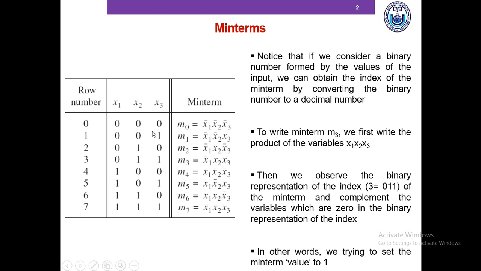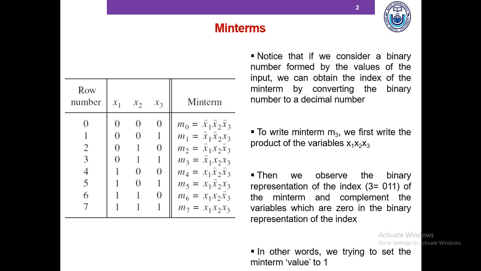For example, in the first row, the variables have the value x1 equals 0, x2 equals 0, and x3 equals 0, which leads to minterm x1 naught, x2 naught, and x3 naught. In the second row, x1 equals 0, x2 equals 0, but x3 equals 1, which leads to minterm x1 naught, x2 naught, and x3, and so on.